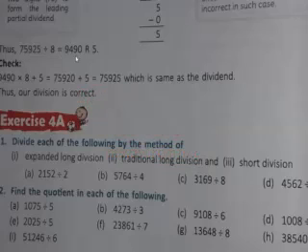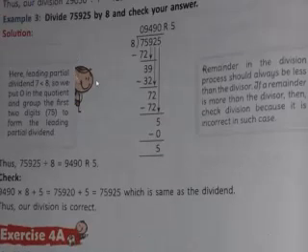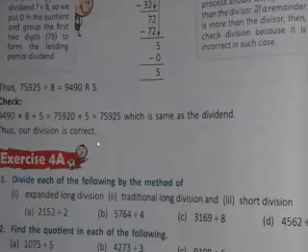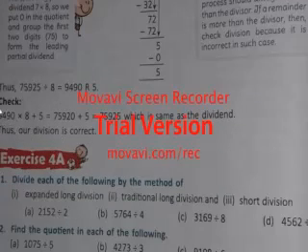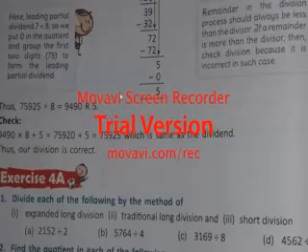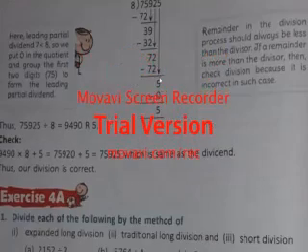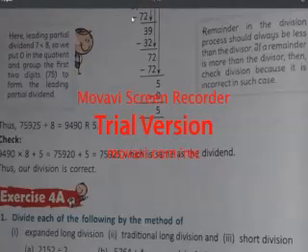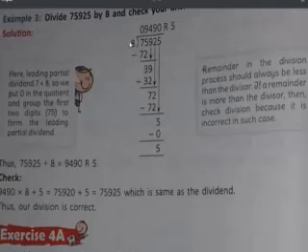Thus we can see here it has been written: 75,925 when divided by 8 gives 9,490 and remainder 5. Now for checking, what has been done? Quotient into divisor. The quotient is 9,490 and the divisor is 8. So 9,490 into 8 has been done, and the remainder is 5.